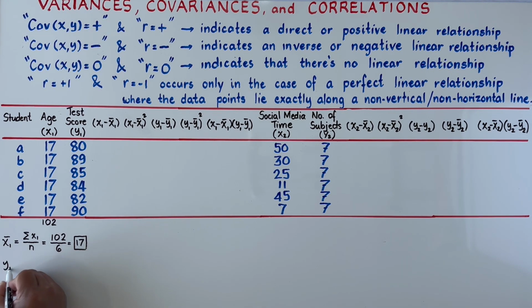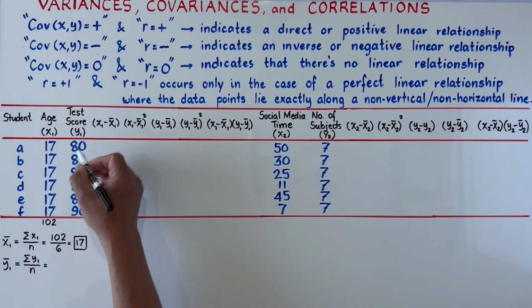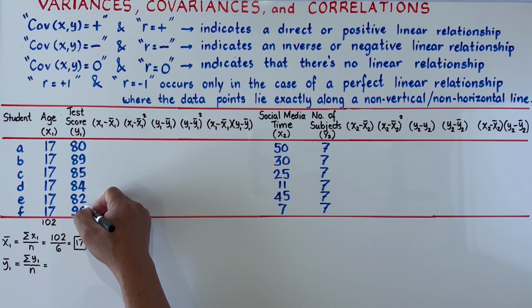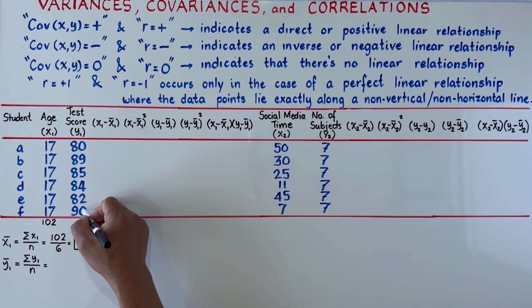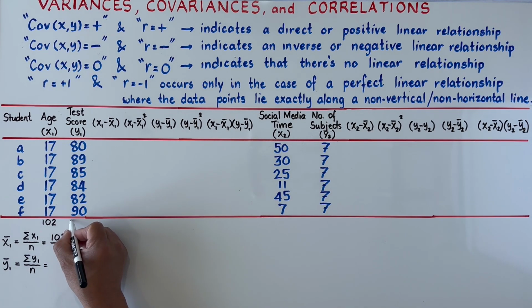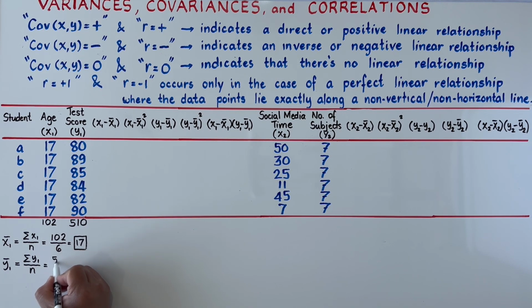We can also find the average for the variable y, because this is the summation of y sub 1 divided by n. So we need to add these 6 numbers: 80, 89, 85, 84, 82, and 90. And the sum is 510. So this is 510 divided by 6, and the quotient is 85, which means that their average test score is 85.